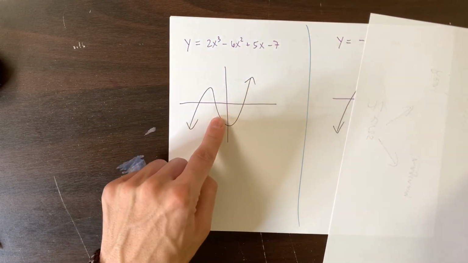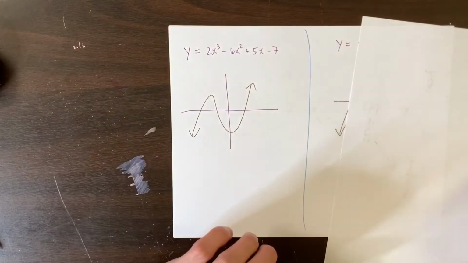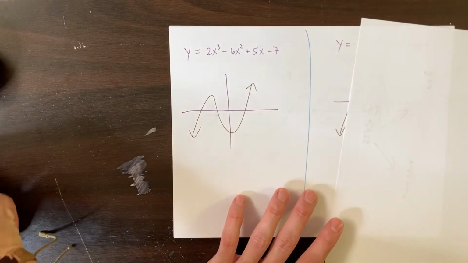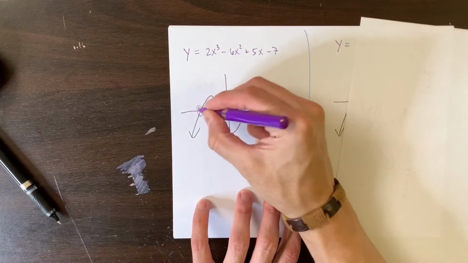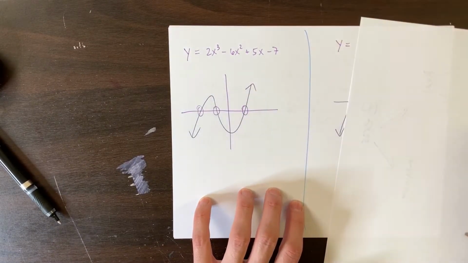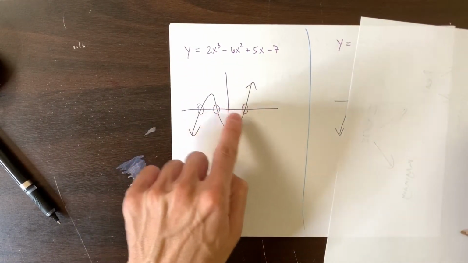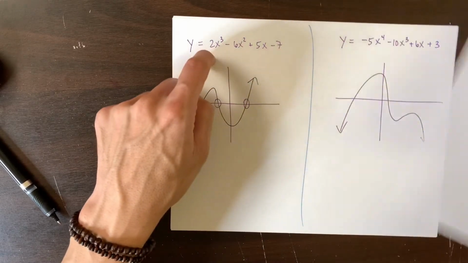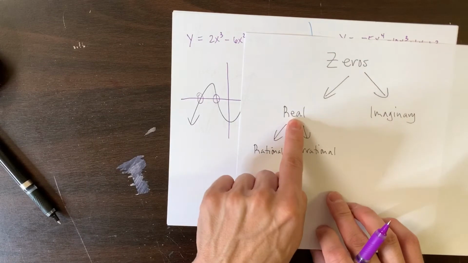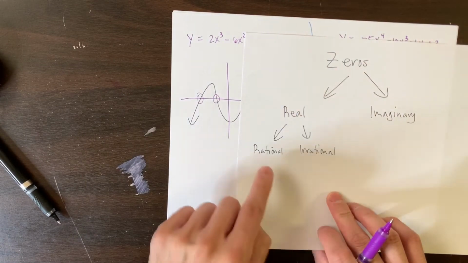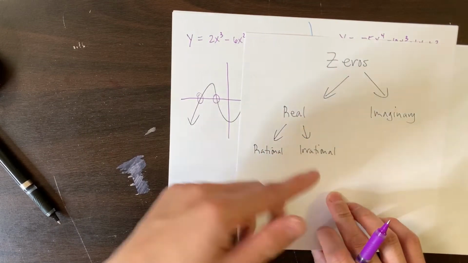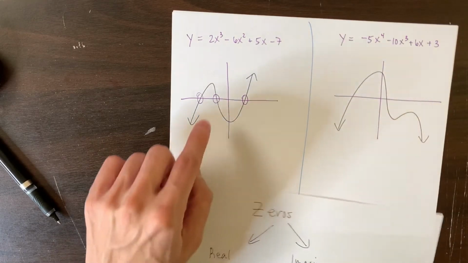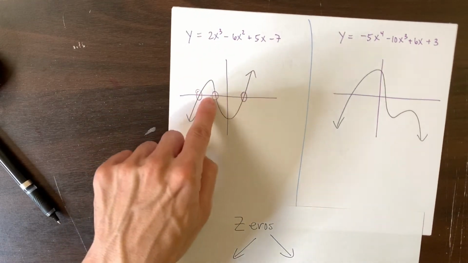Do you need a picture? No, but I'm just trying to show you some things. Now, I can see here that I have 3 x-intercepts. So because this function has 3 x-intercepts, I can see them. I can guarantee you that this one has 3 real zeros. Are they rational? Are they irrational? We'll get to that. But the point is, this one has 3 real because I can see them.